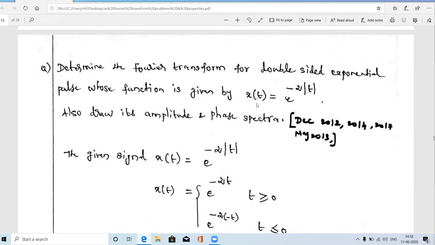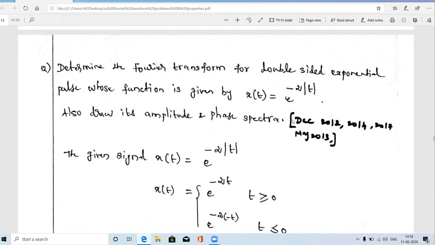One video is there, that is x of t equal to e power minus a modulus t. So here, in the place of a, the value of a is given as 2. Now we are going to solve this one. So you read the question. Determine the Fourier transform for the double-sided exponential pulse whose function is given by x of t equal to e power minus 2 modulus t, and draw its amplitude and phase spectra.